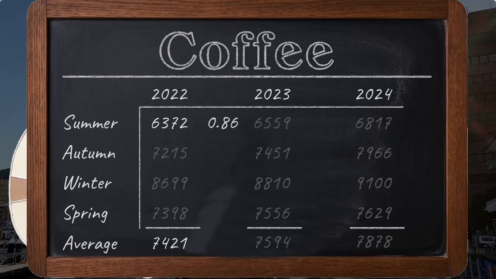If the value is less than 1, it indicates sales were below the yearly average. If this value is greater than 1, the converse is true. The season sales were above the yearly average. We apply this simple calculation to every value in the table.